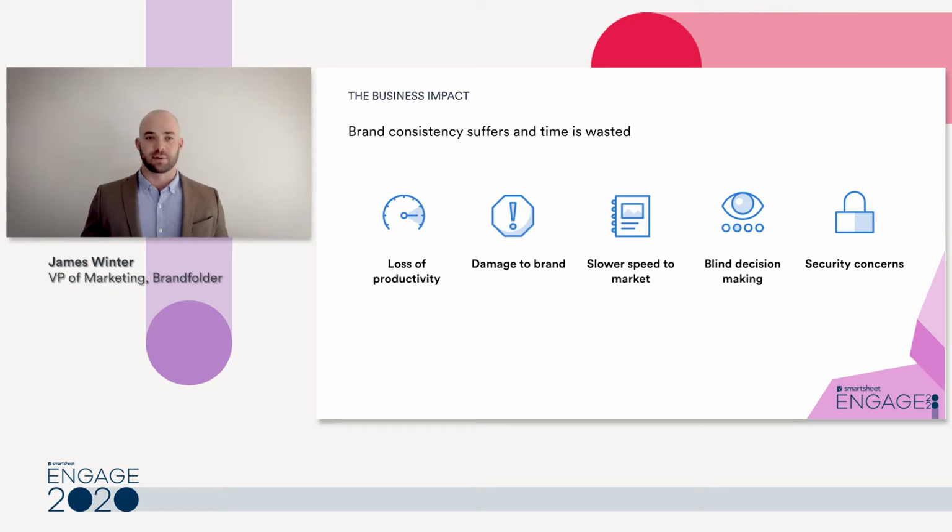This leads to a loss of productivity, damage to the brand when people use things that they shouldn't be or create assets that aren't approved. It slows down the time that you can launch campaigns in. And the lack of measurement really makes it difficult for people to make intelligent decisions about which assets to invest in the future. And underlying all of that is a security concern where you don't really know who's using your asset or whether they should have access to it.